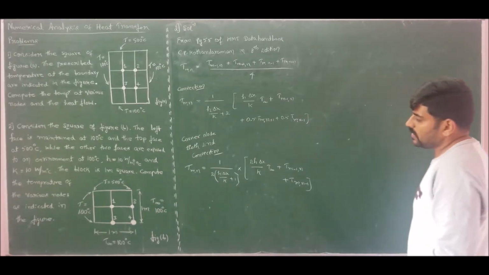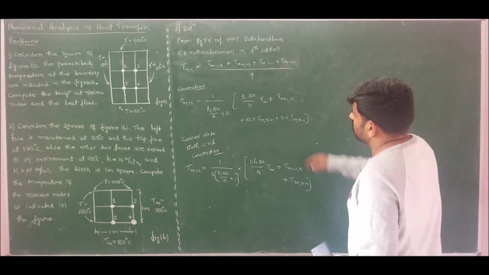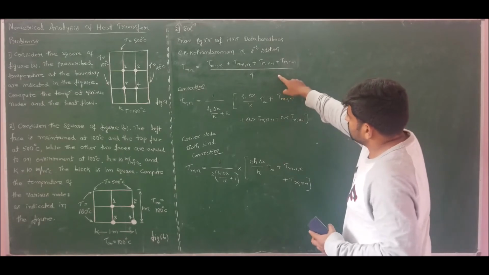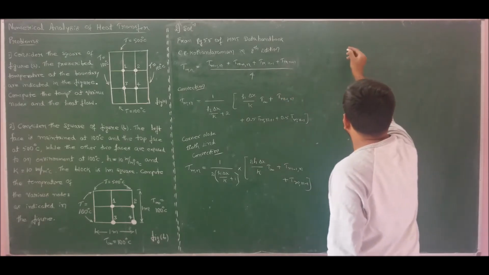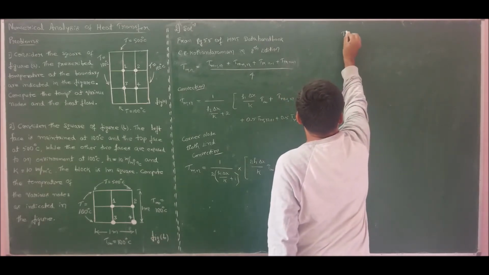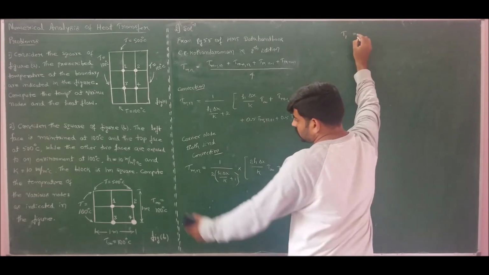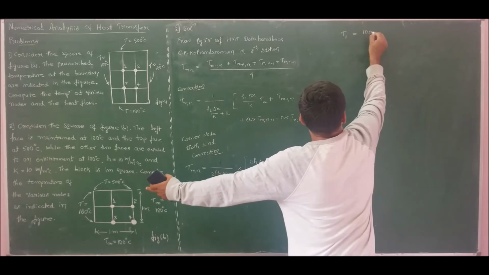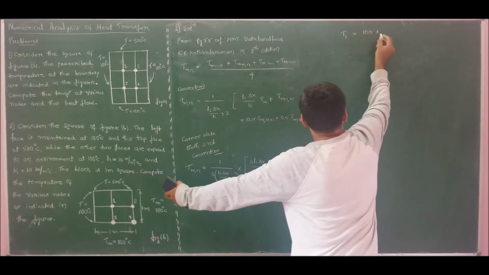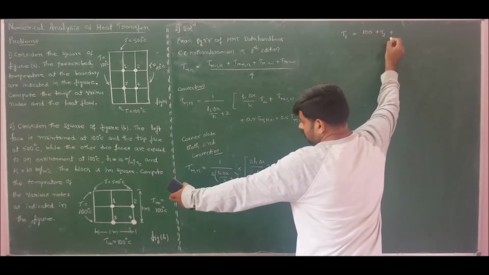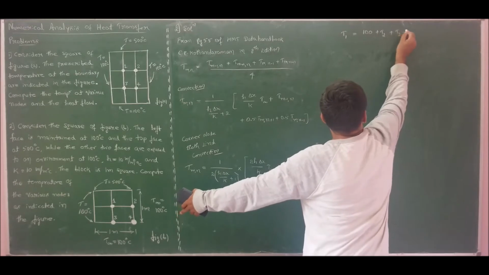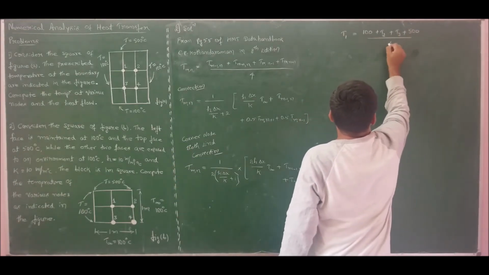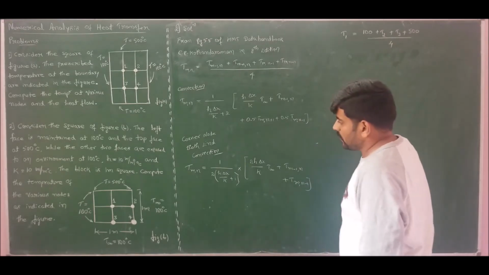Coming to node number 1. Node number 1 is an interior node, so I should use expression 1. Therefore, for problem number 2, T1 can be written as T1 = (100 + T2 + T3 + 500) / 4. This you already know.